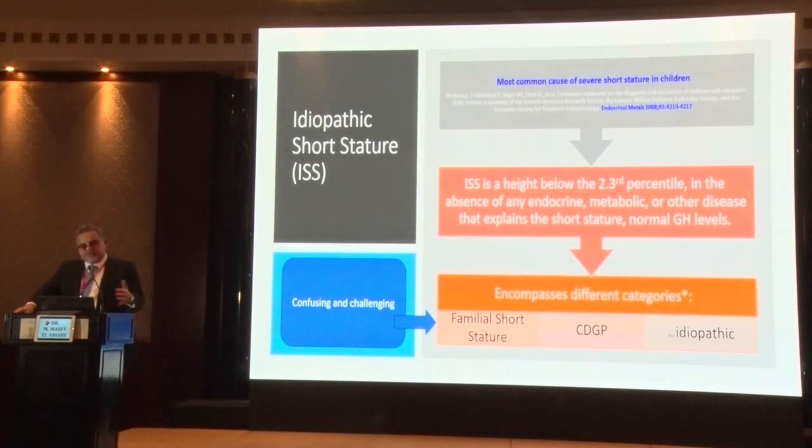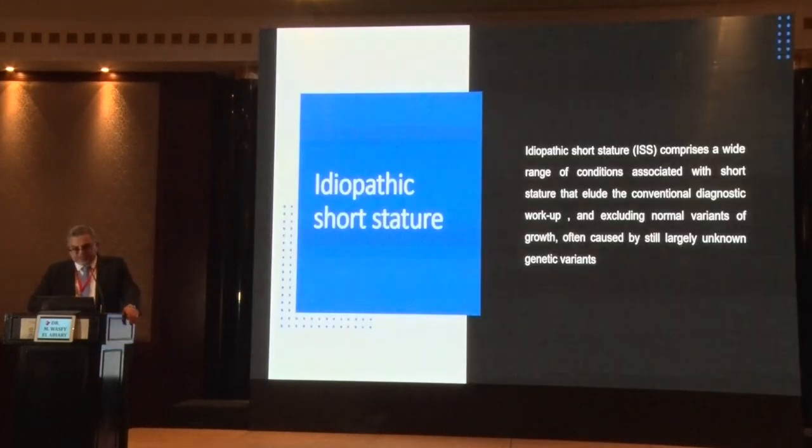Right? I think people are trying to move away a bit from including, at least, the constitutional short stature there, because really this is something we know, it's a normal variant, and it's not a disease, and it ends with a normal final height. The conventional diagnostic workup does not yield results, as I said, and there are largely unknown genetic variants involved in short stature. And the more we know about genetics and genetic testing, the more we get to see etiologies for this group.